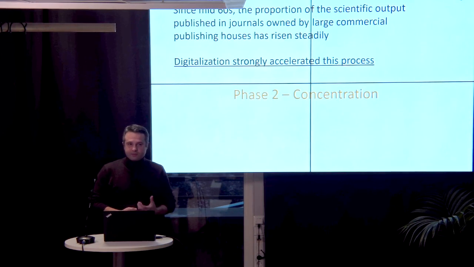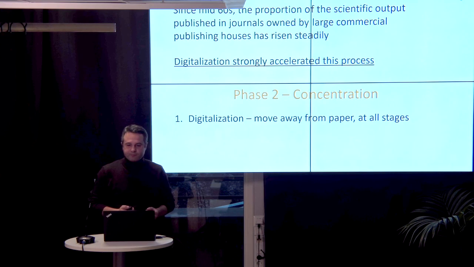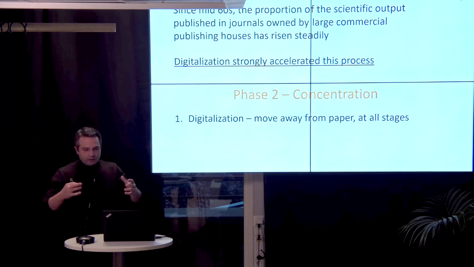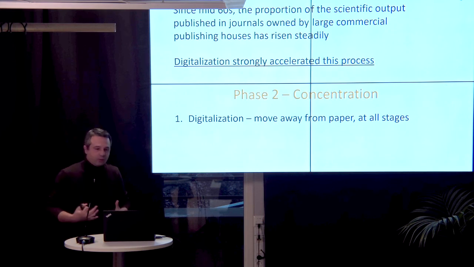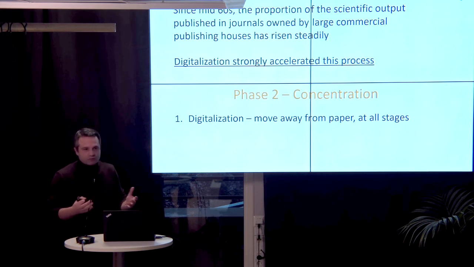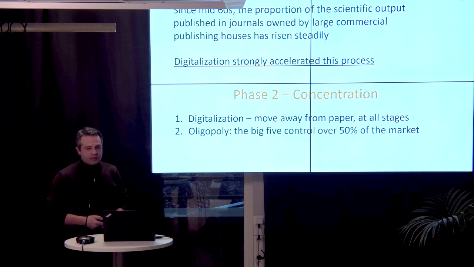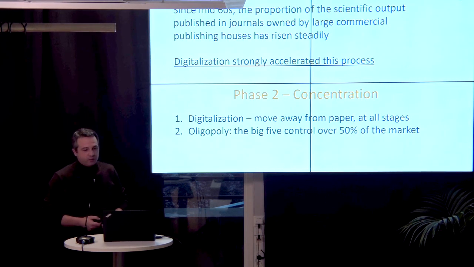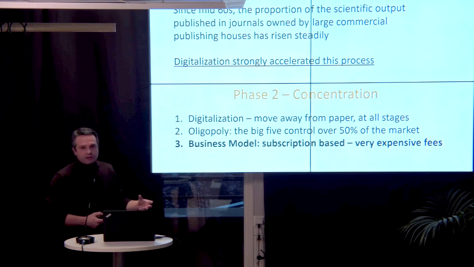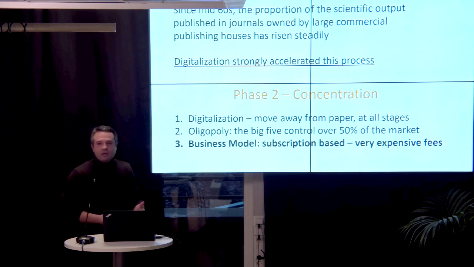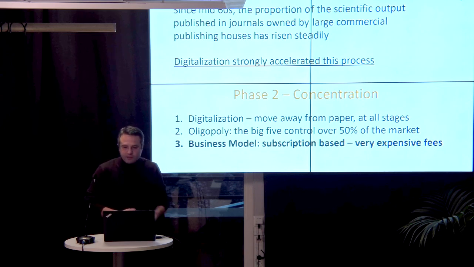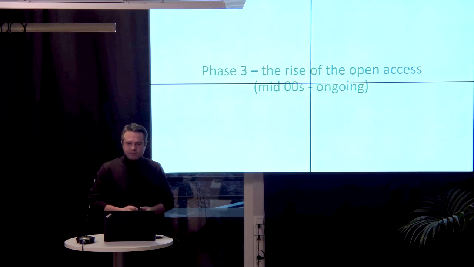So in this phase, we can characterize scientific publishing with digitalization: a relatively quick move away from paper in most of the stages of the publishing and peer review process. The emergence of an oligopoly with the big 5 controlling over 50% of the market. But the business model is still basically subscription-based. So they still get the revenues mostly from subscription fees and very expensive fees from the libraries. Let's move to the third phase.